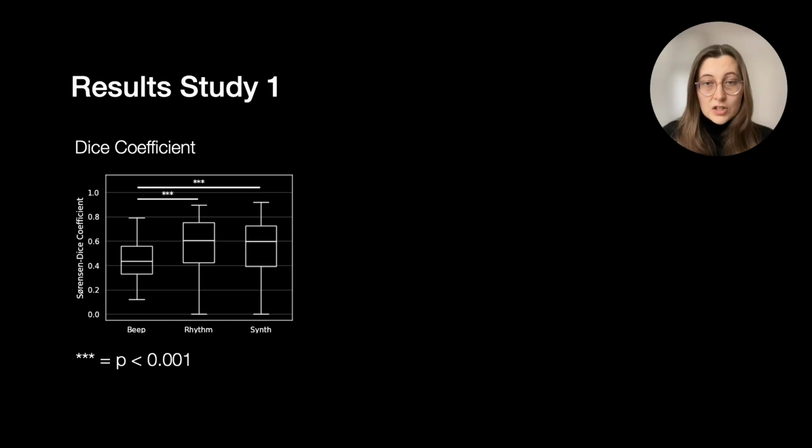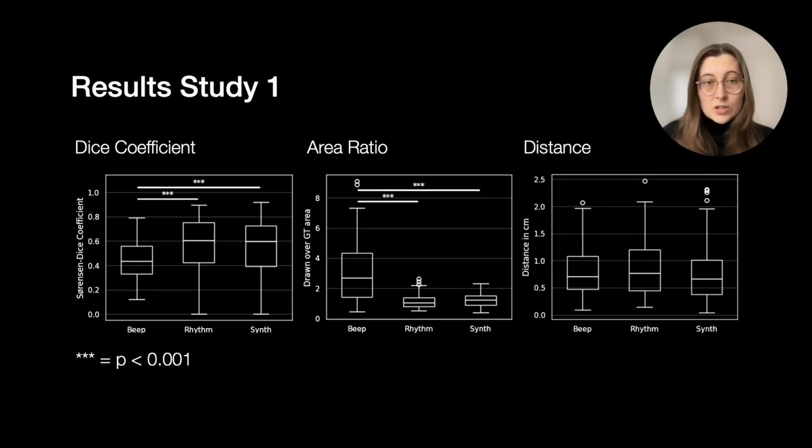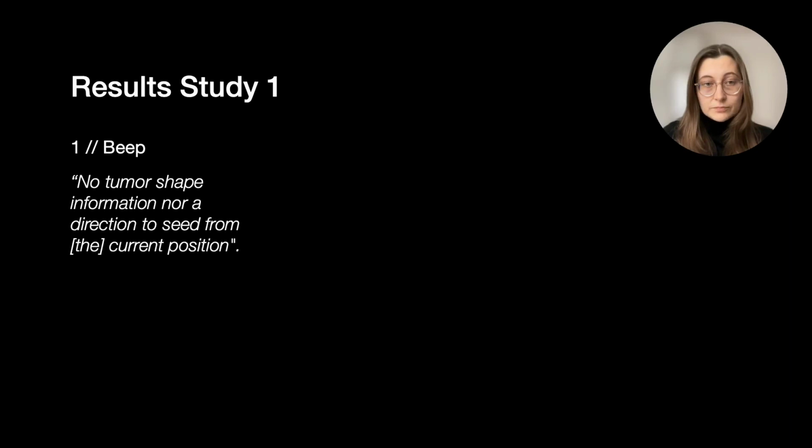The Dice coefficient indicates a greater overlap of the drawn and ground truth tumor for both of the novel shape sonifications, rhythm and synth. We also saw that there was a substantially decreased area ratio of drawn over ground truth shapes for both of the shape sonifications compared to the status quo beep. But there was no significant difference in Euclidean distance between ground truth and drawn seed locations.